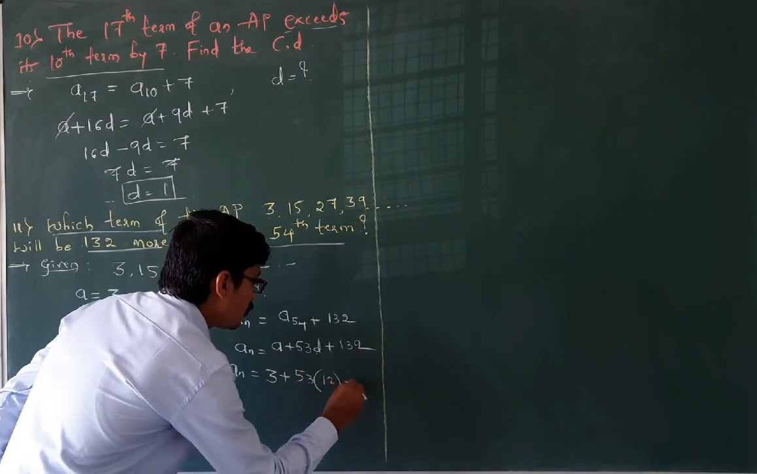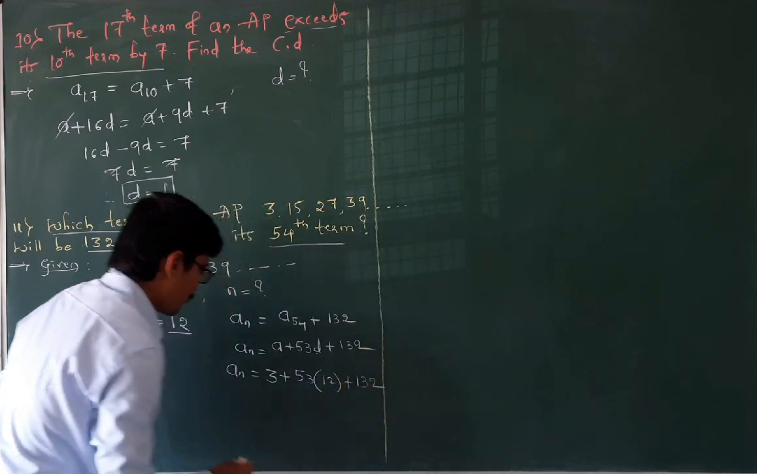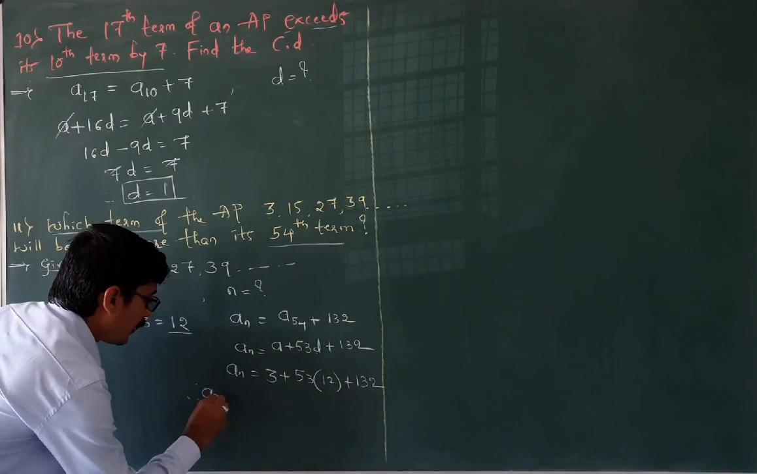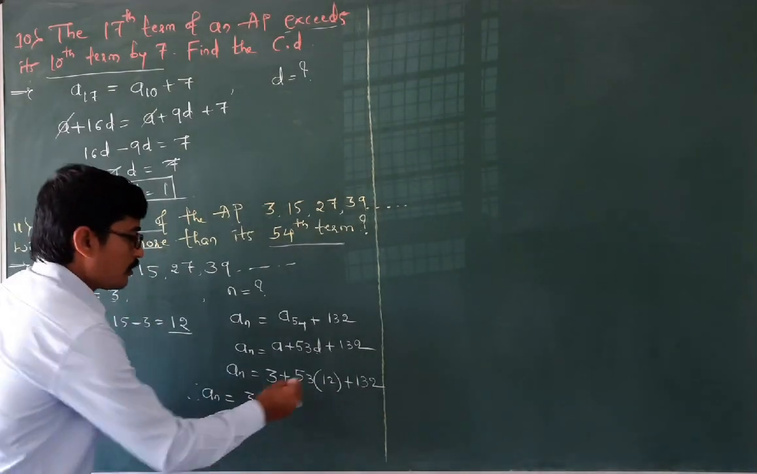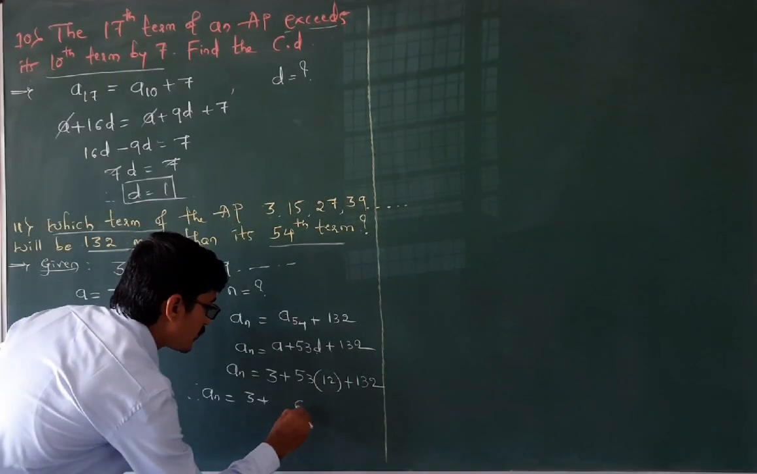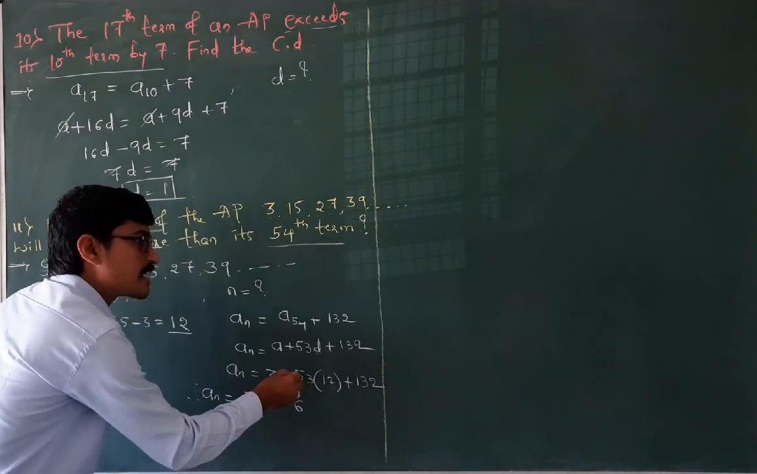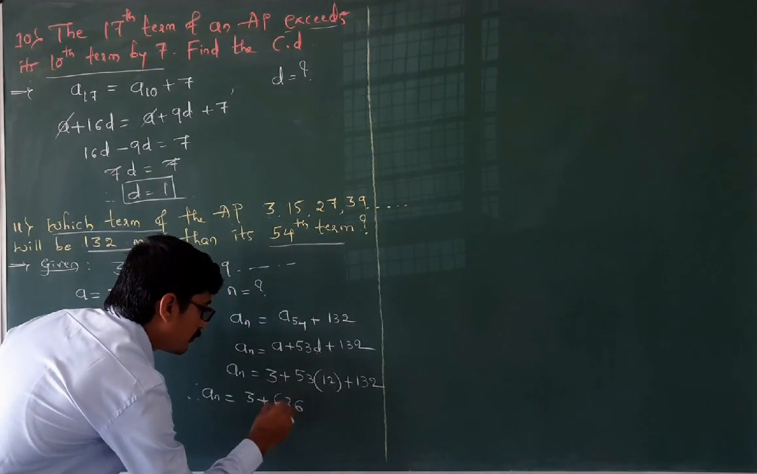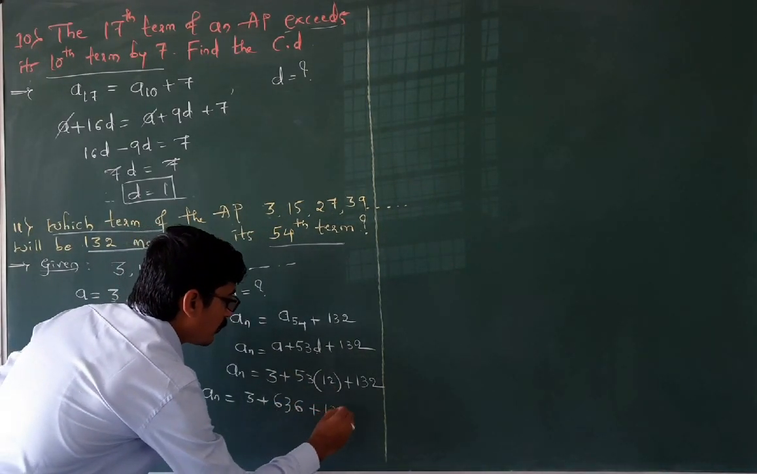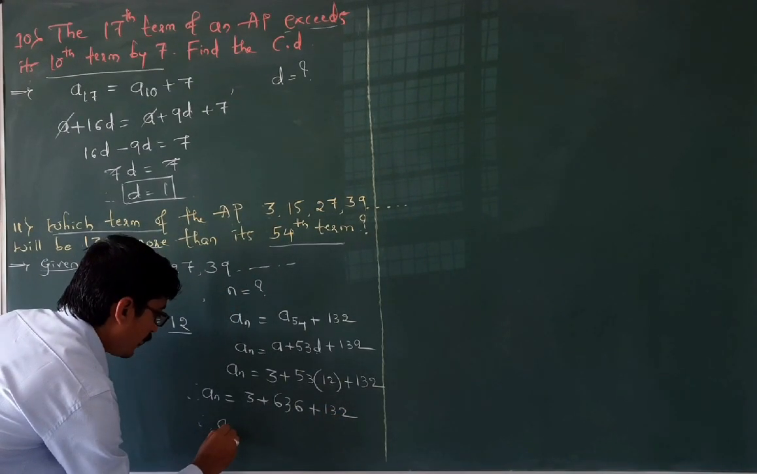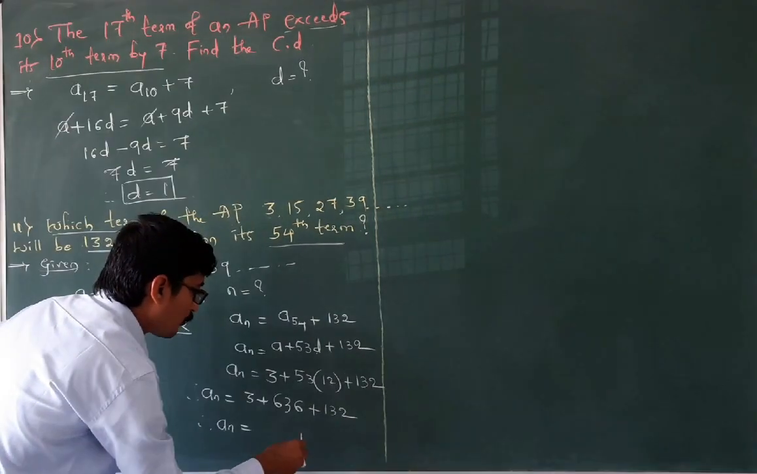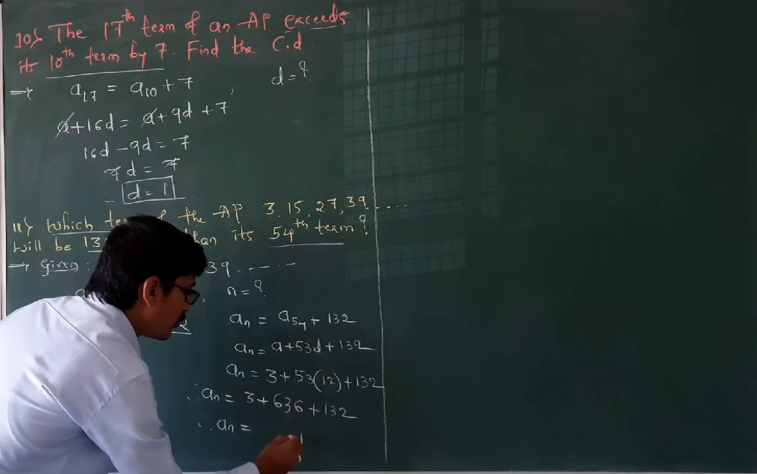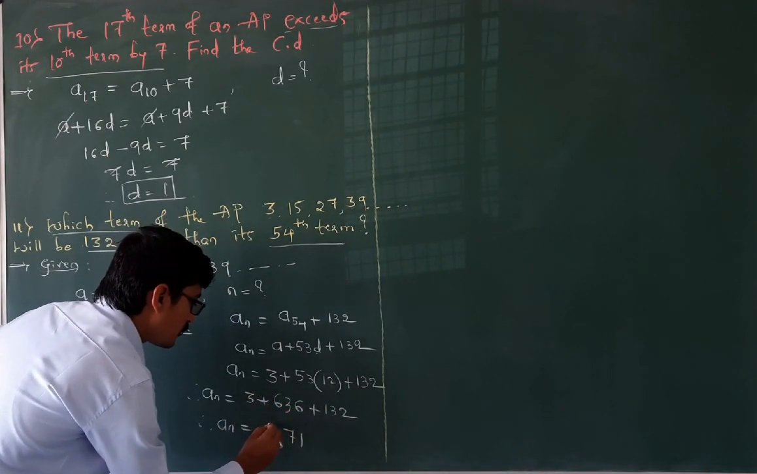Write 12 here plus 132. So here, therefore, An is equal to 3 plus 53 into 12. 12 3s are 36, 3 remains; 12 5s are 60, 60 plus 3 is 63, plus 132. So, therefore, An is equal to, by adding all these, 3 plus 6 is 9, plus 2 is 11, 3 plus 3 is 4, 7, 3 plus 1 is 4.